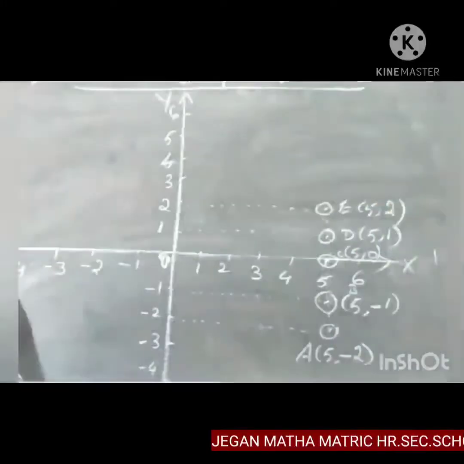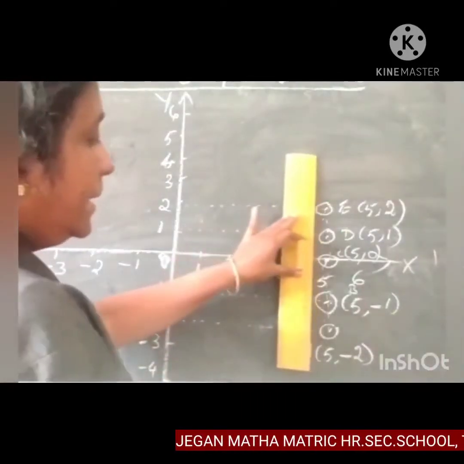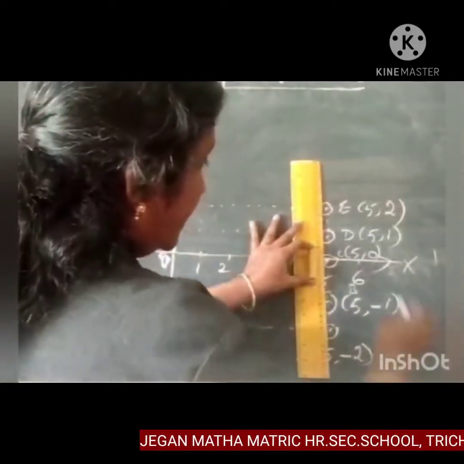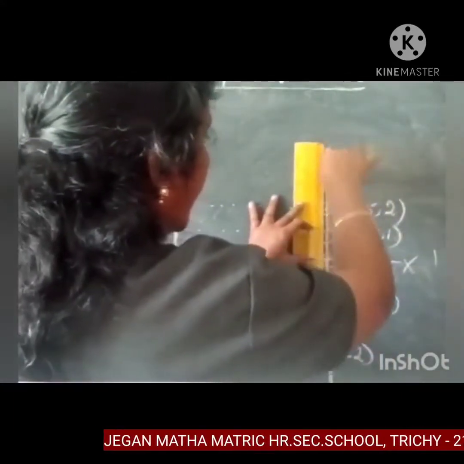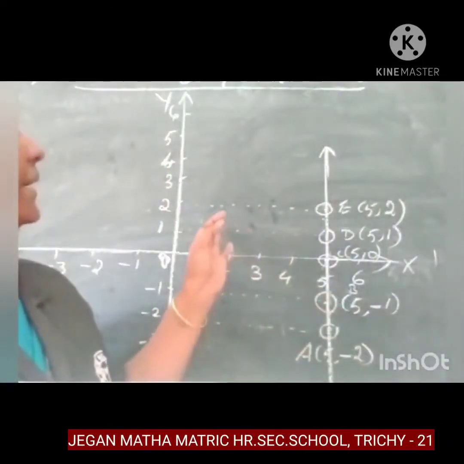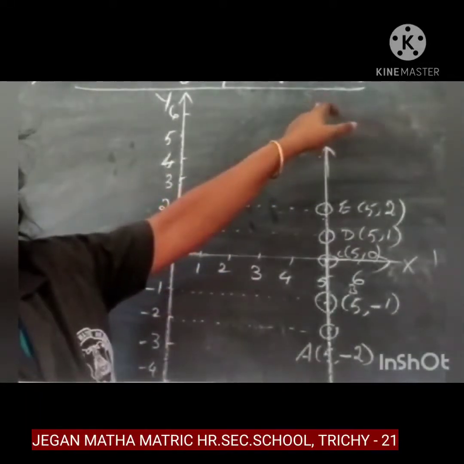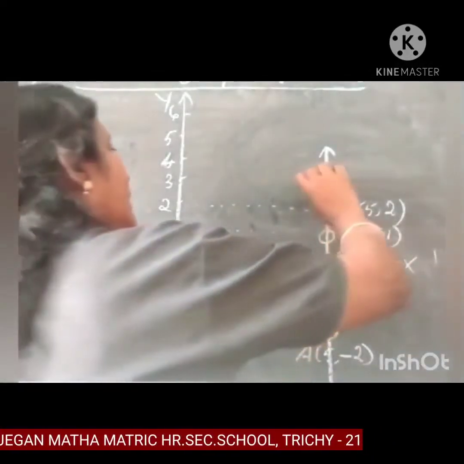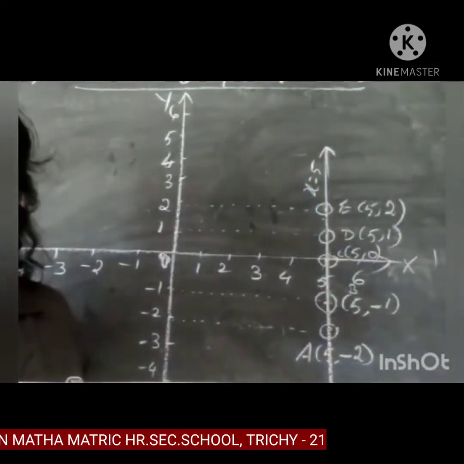Now after finishing everything you have to join all the points. What are all the points? You mark them: point A, point B, C, D, E. You can join the given points by using your ruler. Now this is the answer for the graph of x equal to 5, the given sum. So you have to write: this is the graph of the line x equal to 5. This is the answer. Is it clear?